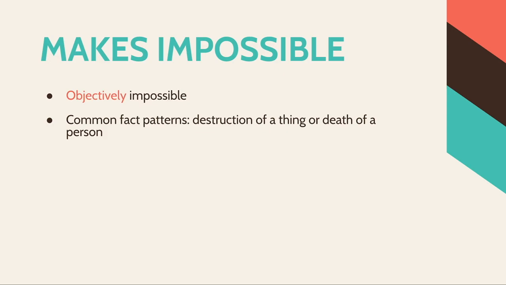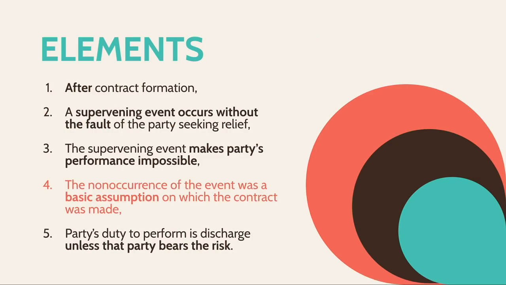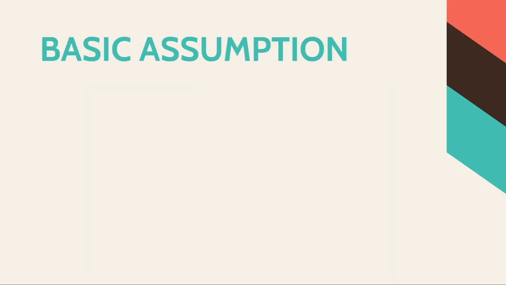Those are objectively impossible. So here, there's this basic assumption, which is similar language to what we used when we were talking about mistake, that the mistake has to be about a basic assumption of the contract. This is similar in some ways, but what we're saying is, was the non-occurrence of this event, the idea that things would not go as they have, a basic assumption that was made when the parties entered into the agreement? Whether they expressly said so or not, was that something they assumed?